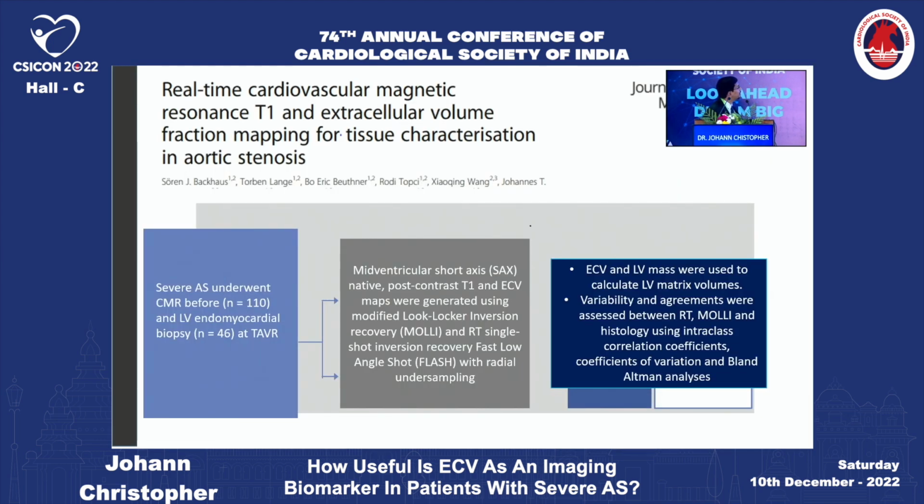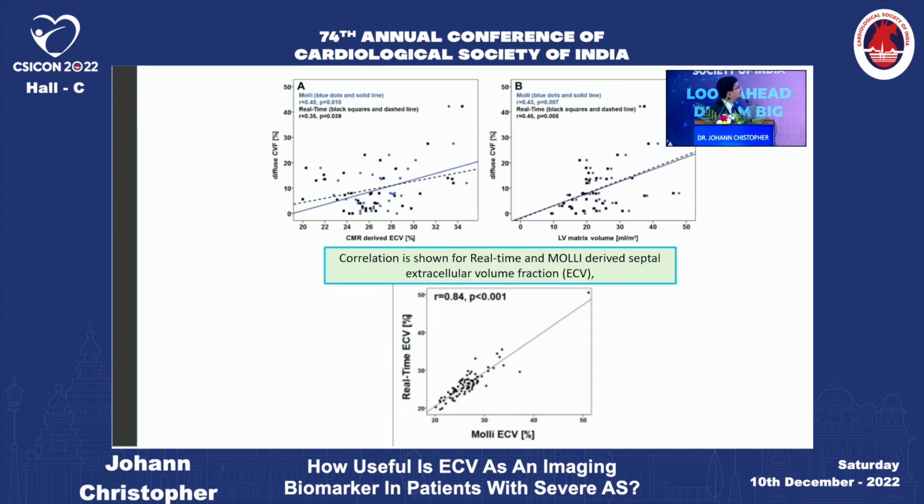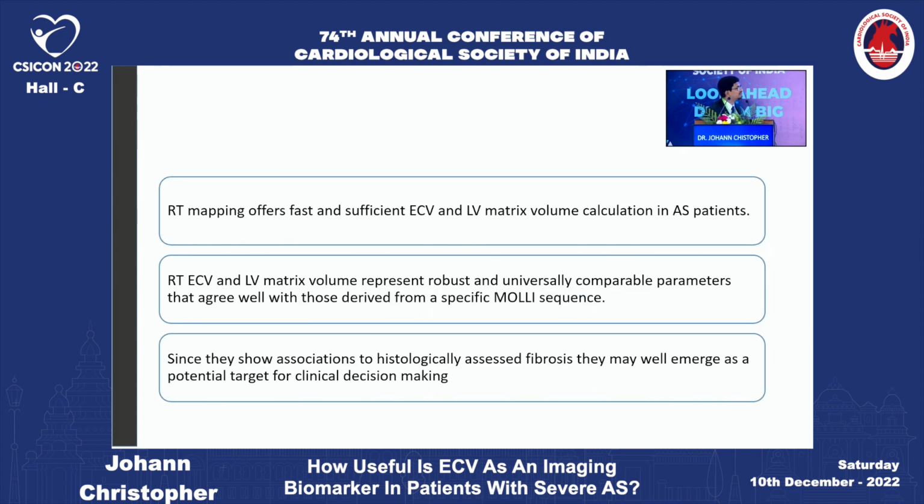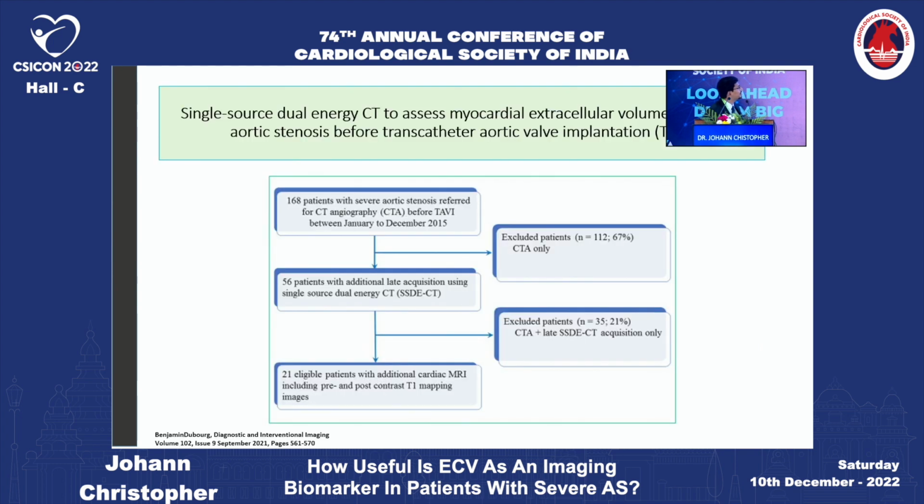So when they looked at the correlation between the data that comes out from the MR using the Molli recovery sequences, they found that the variability was very low, and the MR-derived values and the biopsy were very, very similar, showing that there is a very good histopathology correlation between what you get on MR, and now we are getting the same information on CT. Again, this is small data coming in from CT, because these are high-end scanners and most of us don't use them.